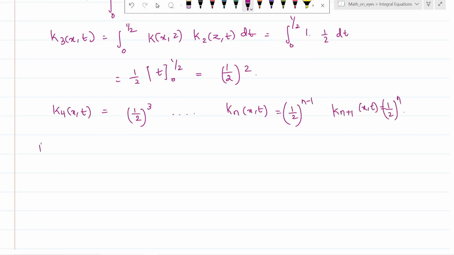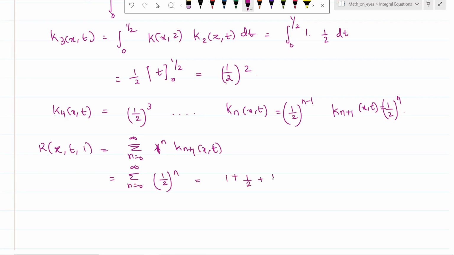Now, as we know, the resolvent kernel R of x comma t comma 1 is equal to summation n equal to 0 to infinity lambda power n K n plus 1 of x comma t. Here lambda is equal to 1 given, so we get 1 to the power n. So summation n equal to 0 to infinity (1/2) to the power n. This is a geometric series. This is actually equal to 1 plus 1/2 plus (1/2) squared plus (1/2) cubed and so on.